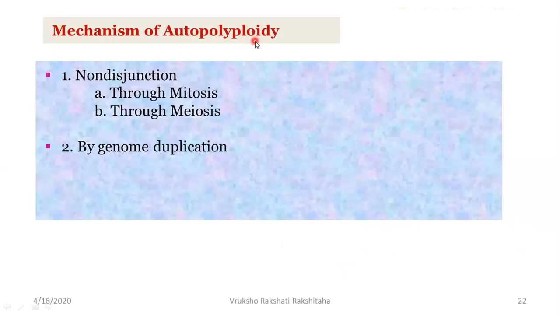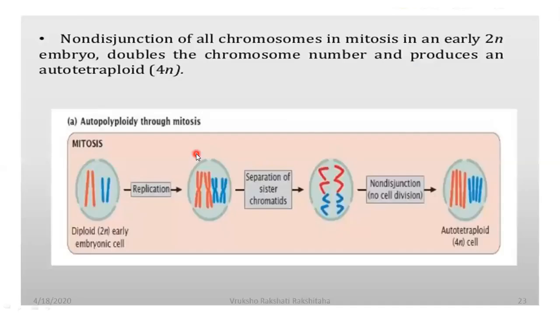Now, what is the mechanism of autopolyploidy? So it takes place by non-disjunction, and this occurs both during mitosis as well as during meiosis. The second method of autopolyploidy is by genome duplication. Now just look into this pic. So this is a diploid cell which is having two chromosomes. This is one homologous pair of chromosomes, and this is another homologous pair of chromosomes. So totally there are four chromosomes.